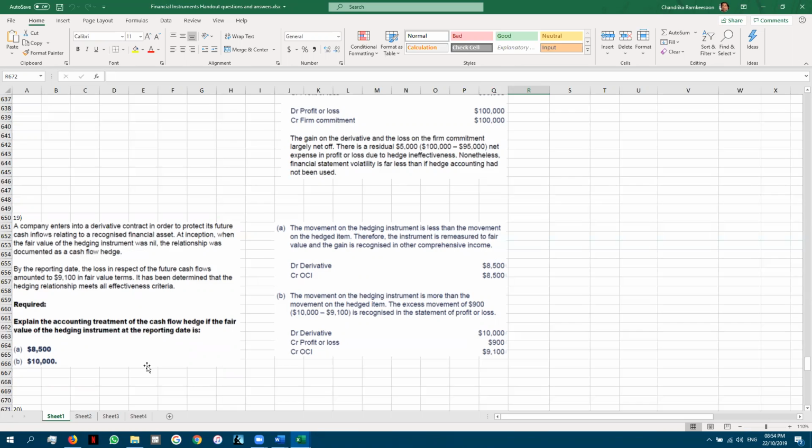Required, explain the accounting treatment of the cash flow hedge if the fair value of the hedging instrument is first 8,500, then 10,000. Now what we see in here is the loss in respect of the cash flows itself, 9,100, but two different values. Okay, now take a look at this for a minute.